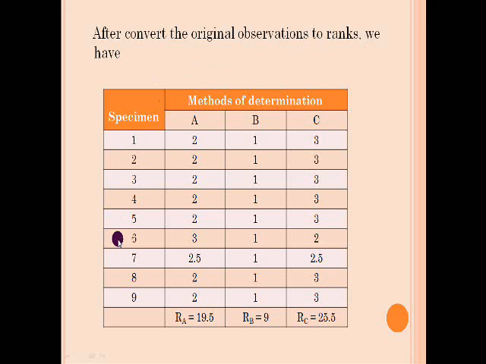So we will have this table. We rank it according to each block, block 1 until block 9. Then we will get the summation of column A, which is RA equal to 19.5. RB, the summation of column B, is equal to 9. And RC is equal to 25.5.